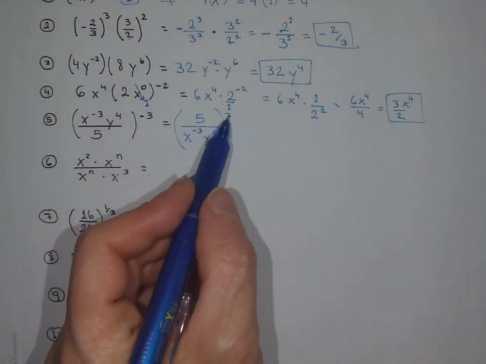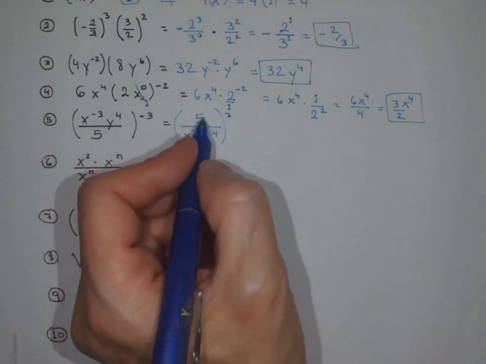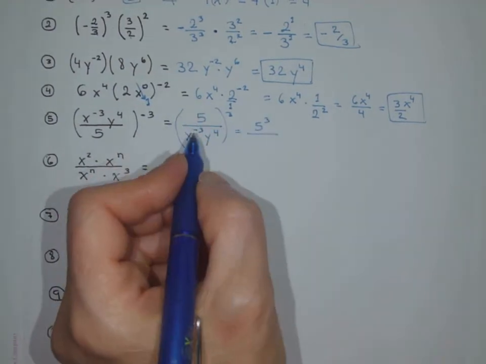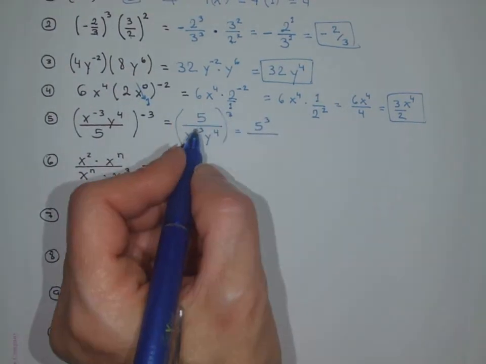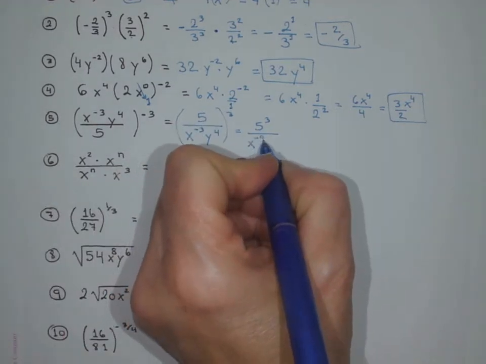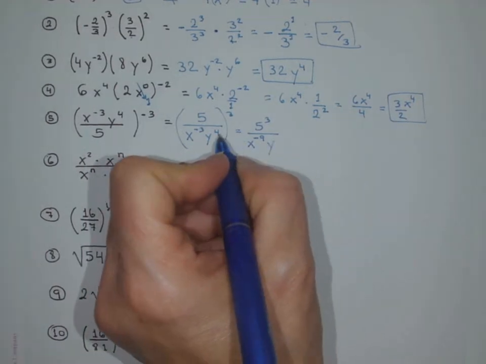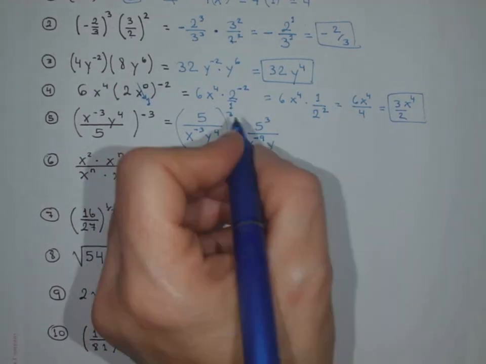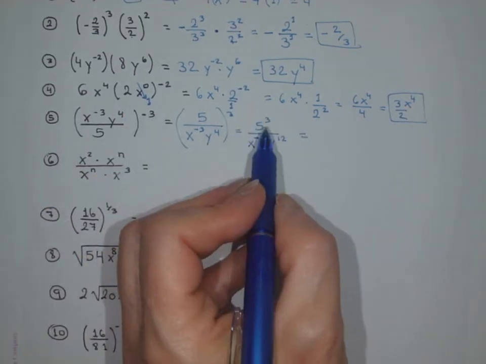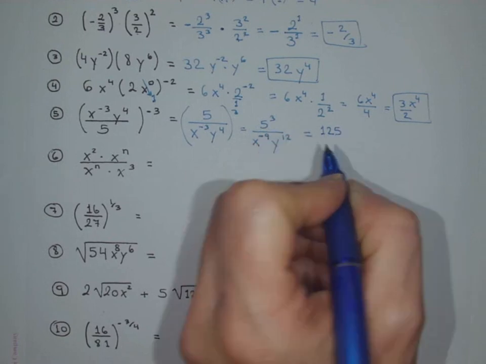And now this exponent of 3 is going to be applied to everything that's inside the parentheses. So we have a 5 cubed over a power to a power. We're going to multiply them. So 3 times 3 is 9. So that's x to the negative 9. We still have that negative to take care of in a minute here. And then y, a power to a power, we multiply them, so it will be 4 times 3 is 12. Okay. 5 cubed is 125, so that becomes 125.